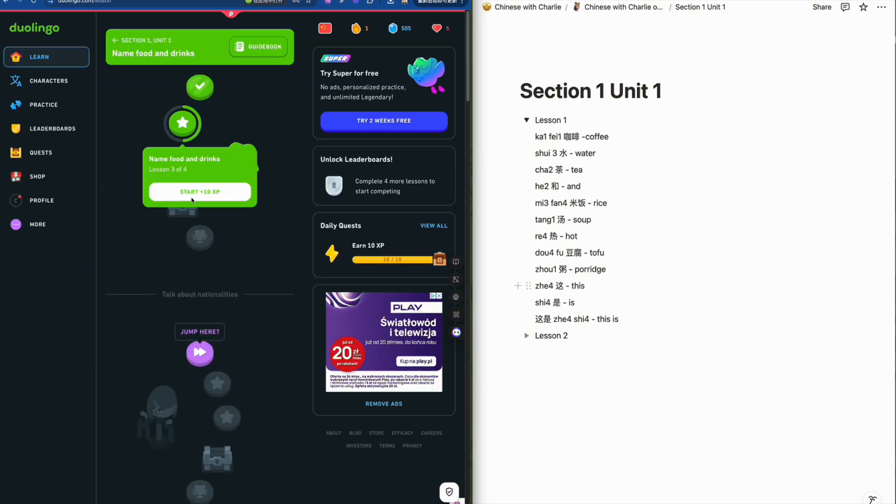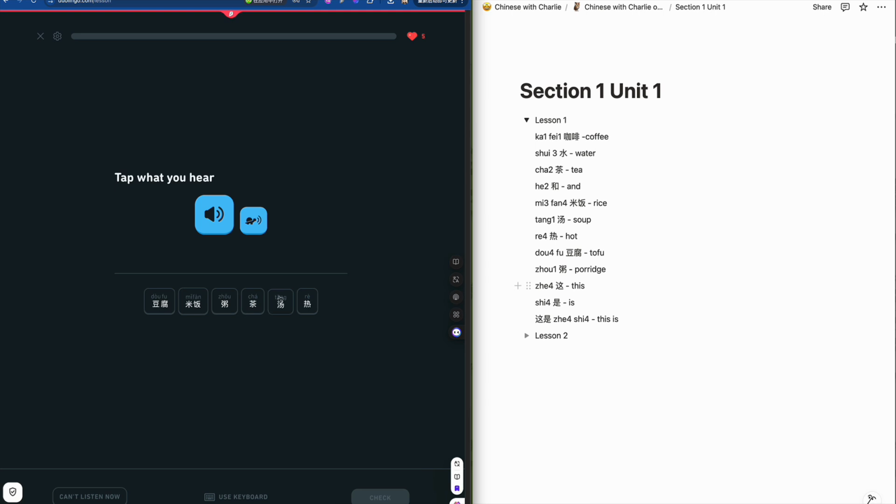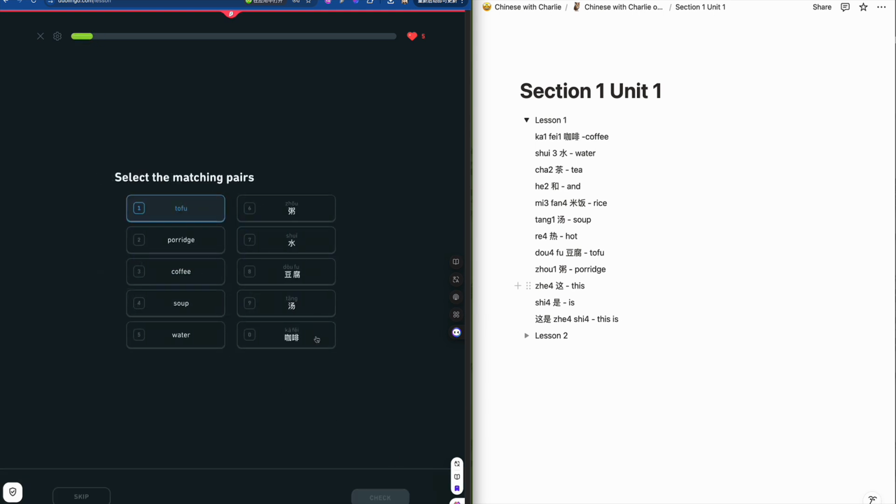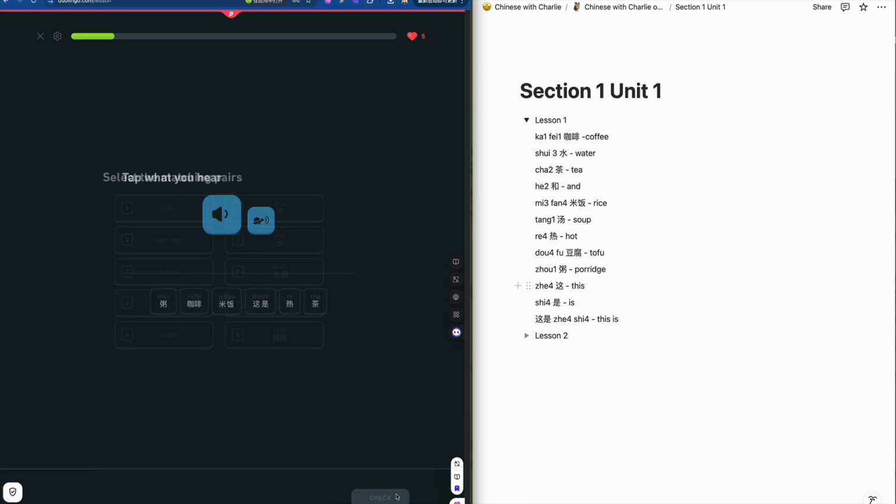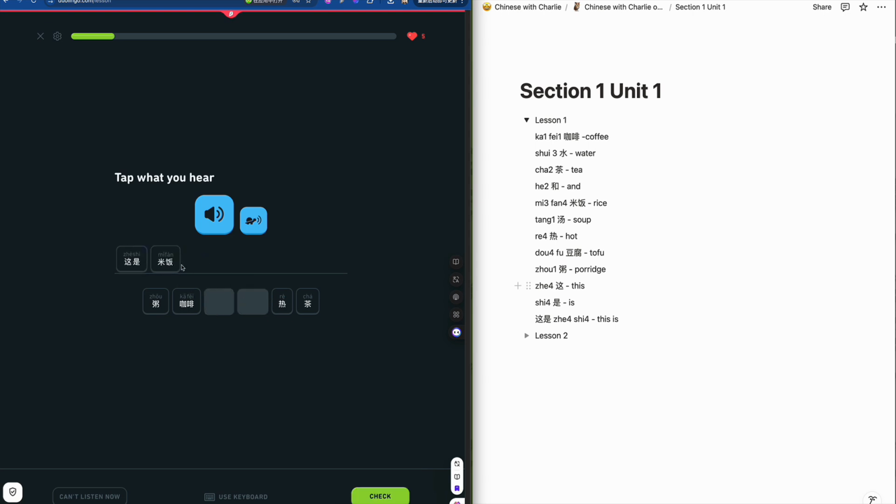Second part done, now the third one. 汤, 粥. 汤 is soup, 粥 is porridge. Alright, porridge. Tofu, 豆腐. Porridge, 粥. Coffee, 咖啡. Soup, 汤. Water, 水. 这是米饭, this is rice.